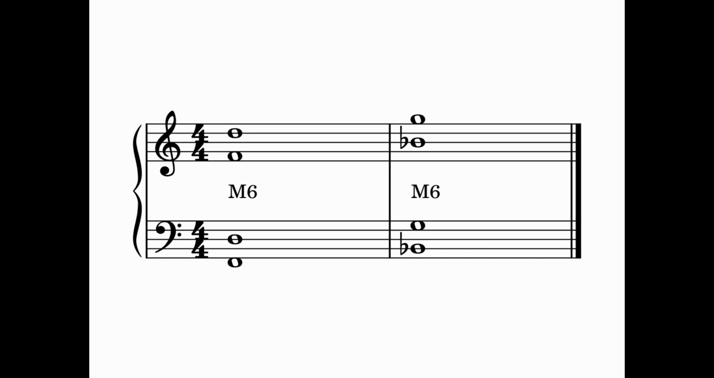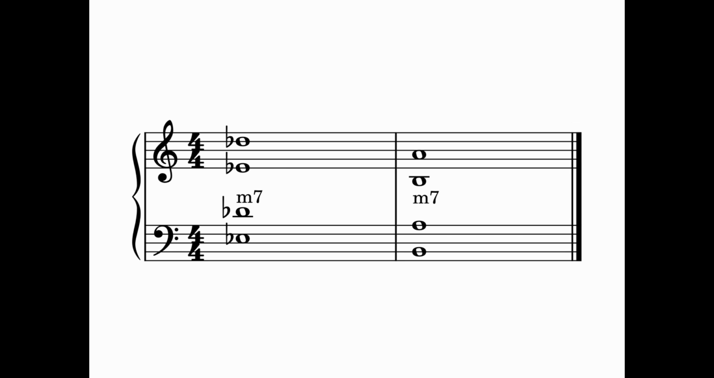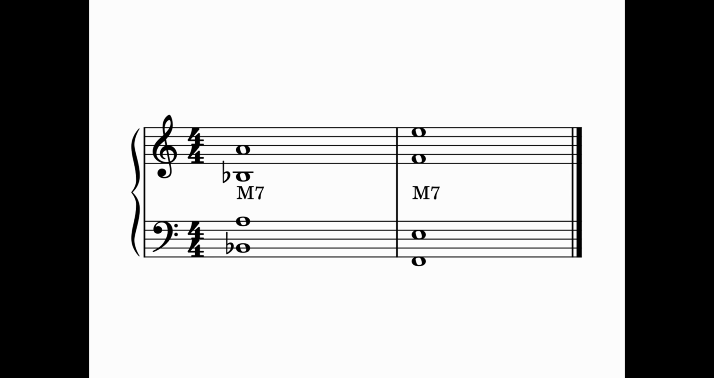Finally, the minor seventh is made up of 10 half steps, such as E flat to D flat, or B natural to A. It sounds like this. The major seventh is made up of 11 half steps, such as B flat to A, or F to E, and it sounds like this.